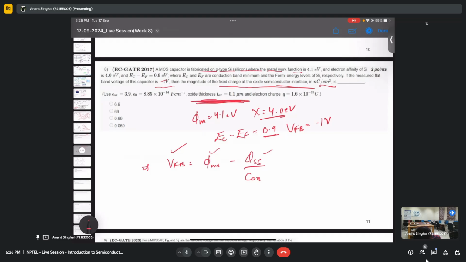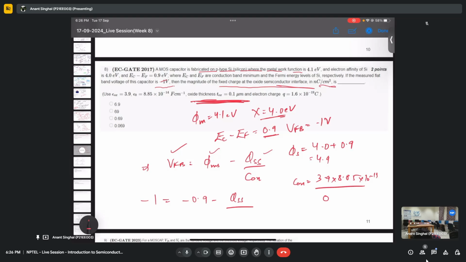So let's calculate. Phi s is electron affinity plus EC minus EF. It is directly given, so it is 4.9. So VFB is phi m minus phi s, which will be 4 minus 4.9, that is minus 0.9, minus QSS by Cox. Cox, let's try to calculate. Cox is epsilon ox by Tox. So it is 3.9 into 8.85 into 10 to the minus 14 by Tox, which is 0.1 micrometer.